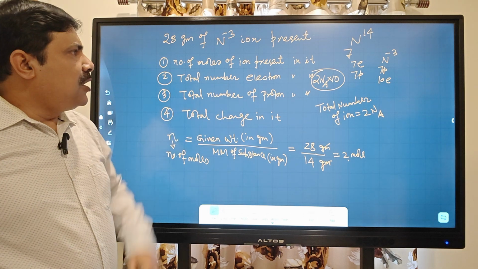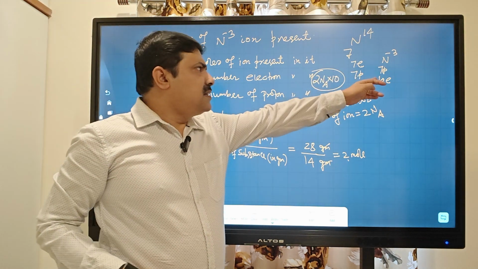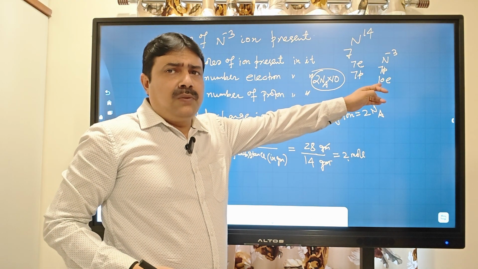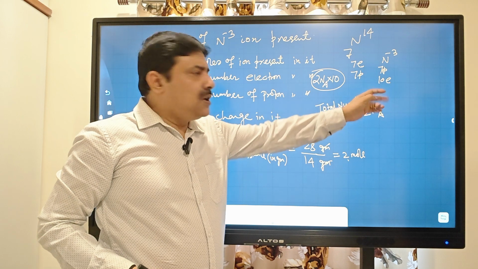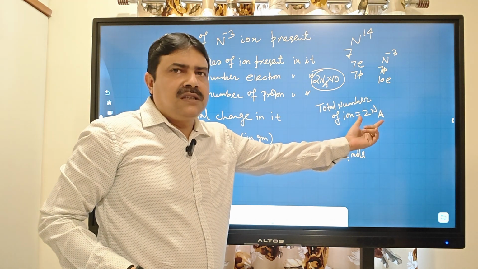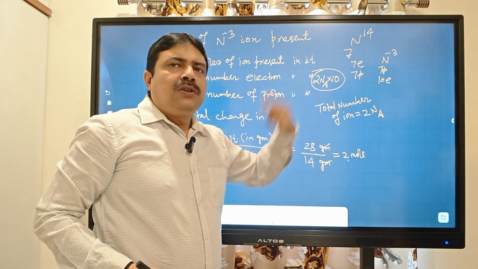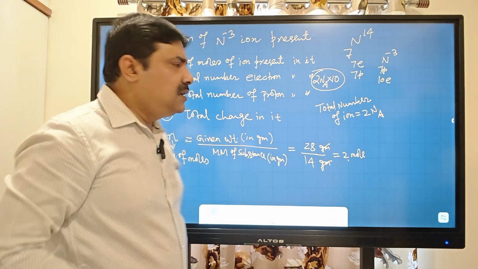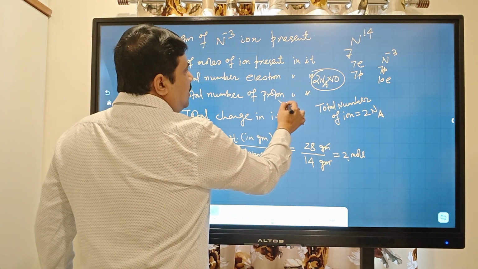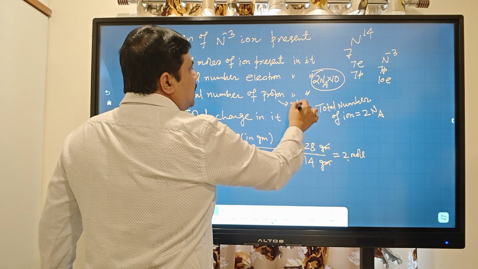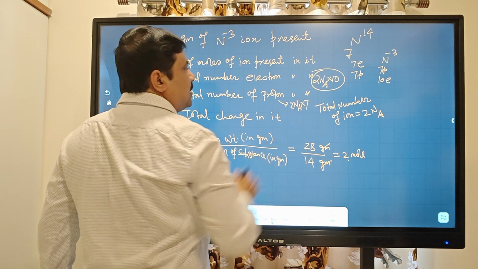Same way, for the total number of protons, you look at it: electron is extra, proton is not extra. In one ion there are 7 protons. We have a total of 2Na ions. Then the total protons will be 2Na into 7.